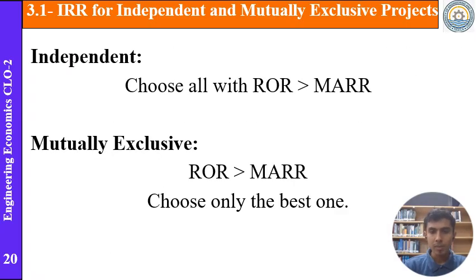So here is the summary of what I have presented before. For independent projects, we have to choose all those projects whose ROR is greater than the minimum acceptable rate of return. For mutually exclusive projects, we have to apply the Armstrong criteria in order to find the suitable project.